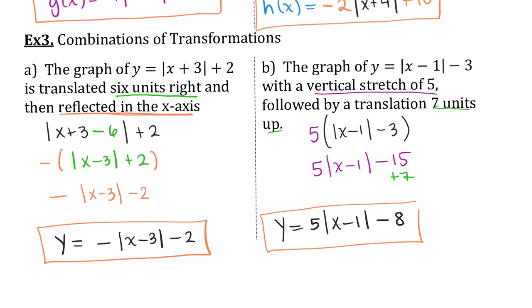And be really careful because the order really does matter. If I had done this differently, if I had moved it 7 units up first, negative 3 plus 7, that would have made it 4. And then if I stretched it by 5, I would have ended up with some kind of 20 at the end. So it's actually going to change your graph a lot if you don't follow the sequence of the combinations correctly.